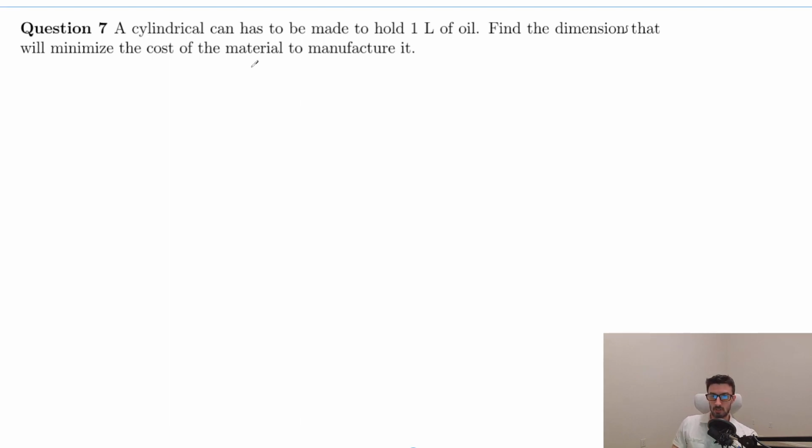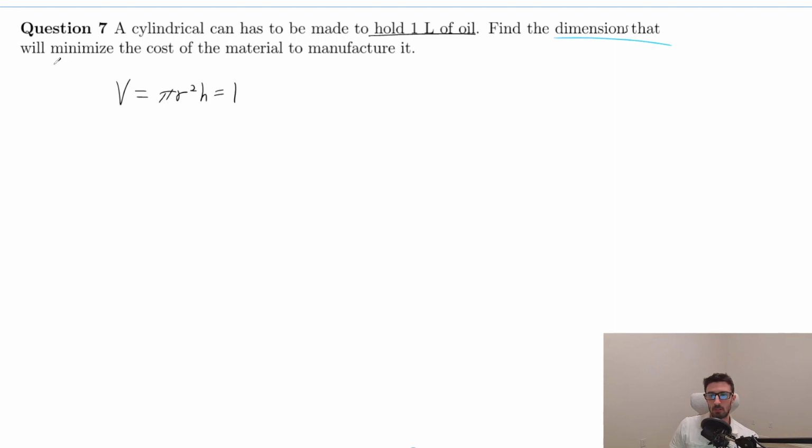Here they're telling us that a cylindrical can has to be made to hold 1 liter of oil, and they're saying find the dimensions that will minimize the cost of the material and manufacture it. Well, they're telling you it's 1 liter of oil that it's going to hold. That's talking about the volume, and the volume of a cylinder is pi r squared h, so we know that has to equal 1.